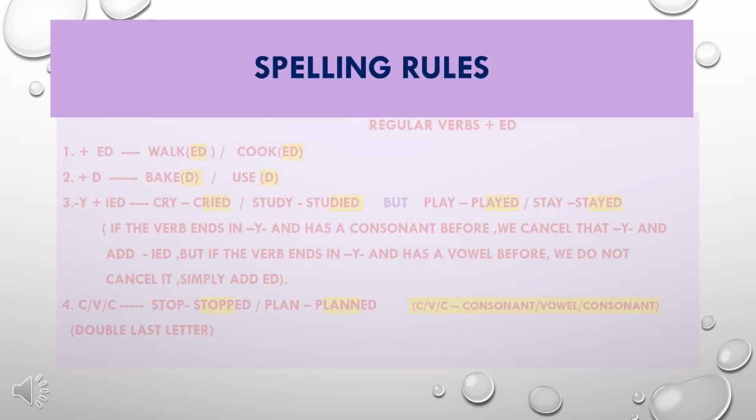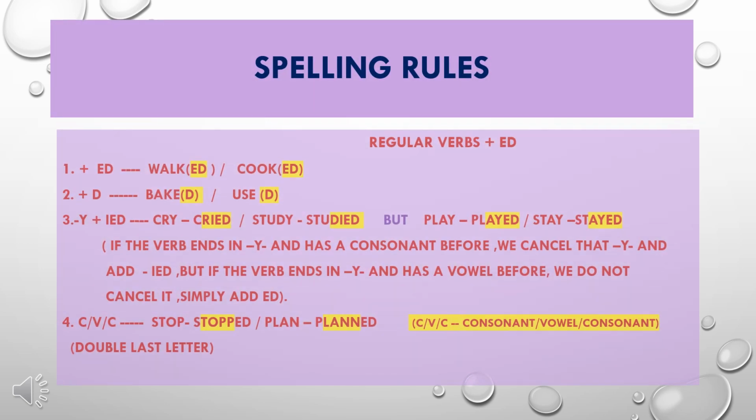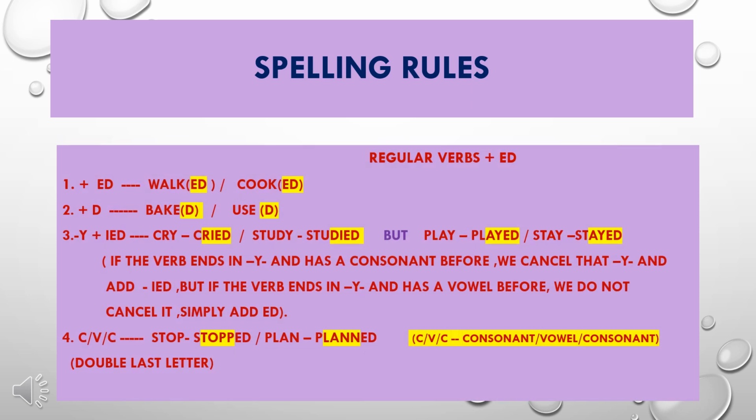Now, I want to teach you some spelling rules for when we add ed to regular verbs. First, we take a base form and only add ed, and it works with lots of verbs like walk, walked, cook, cooked. But we also have some exceptions, and let's talk about them. Sometimes the verb itself already ends with an e, so we do not need to add ed, we only add d. For instance, bake, baked, use, used.